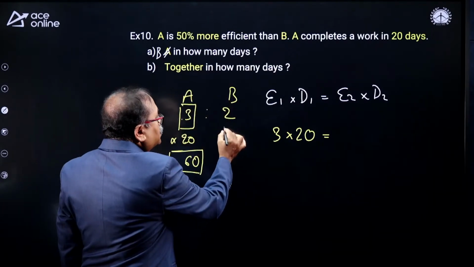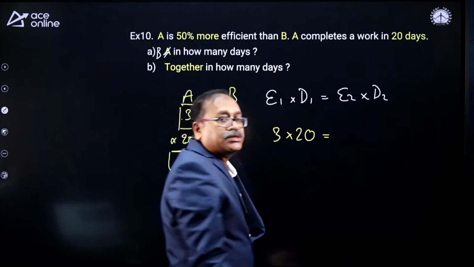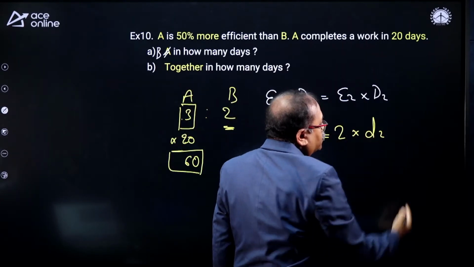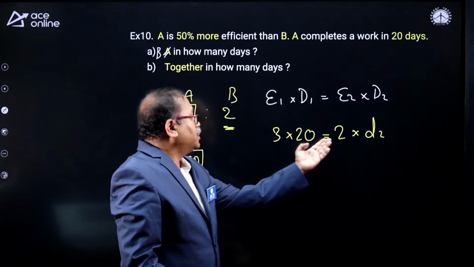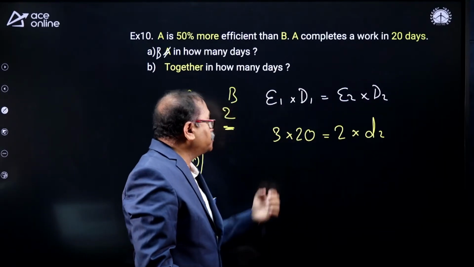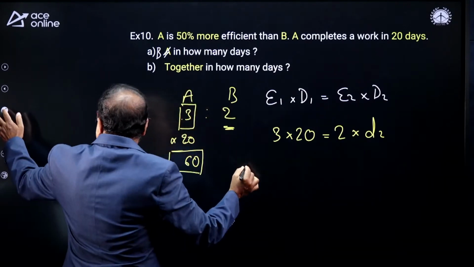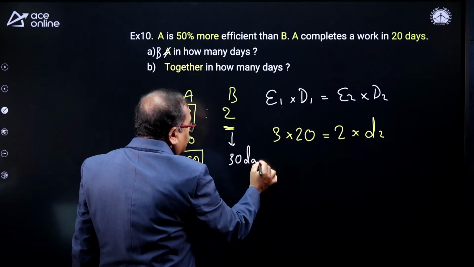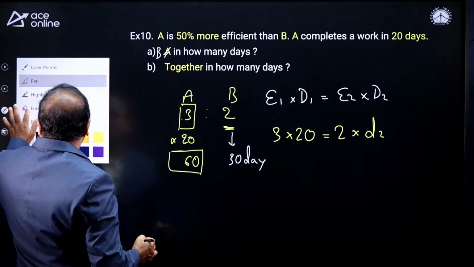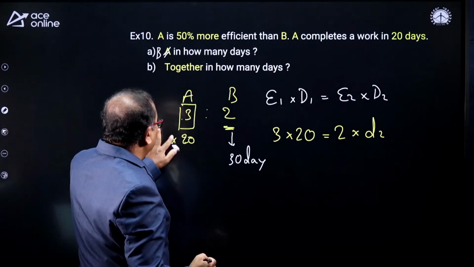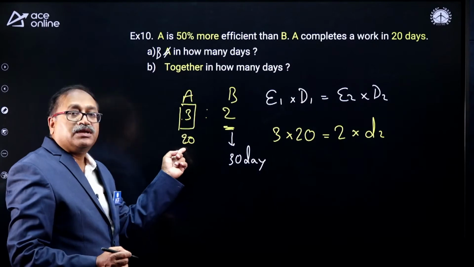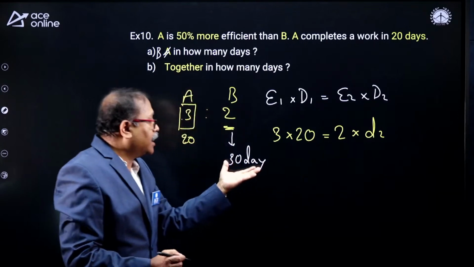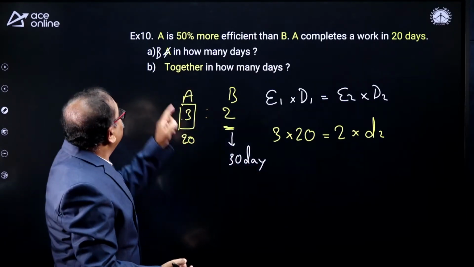Then when the efficiency is 2, what will be the number of days? So when efficiency is 2, the number of days is your question mark. Then you get over here. So cancelling this one, 10 into 3, 30. That means B can complete the work in how many days? B can complete the work in 30 days. Even here, I don't need to find out what is the total amount of work. Simply here, when the efficiency is 3, the number of days is 20. When the efficiency is 2, what will be the number of days? And that gives us 30. So this was about A.